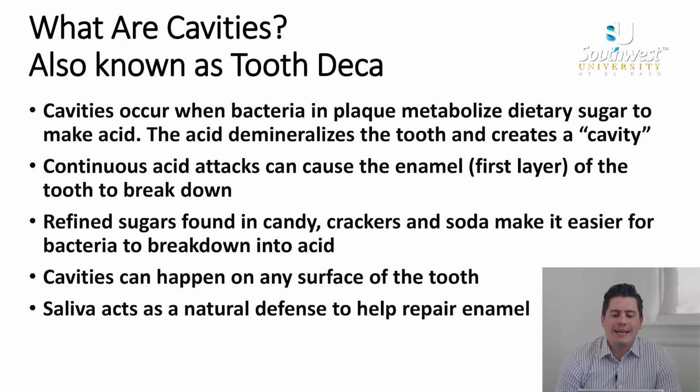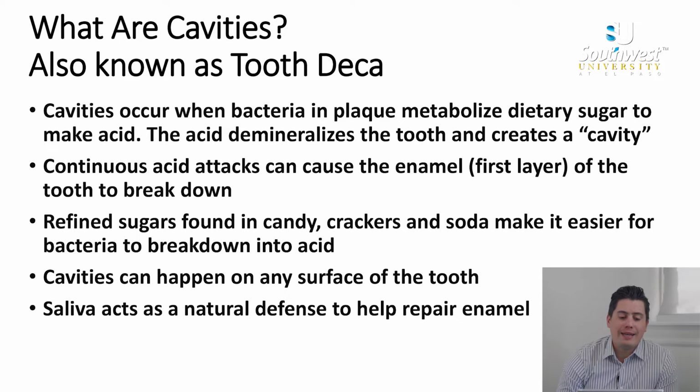Continuous acid attacks can cause the enamel, which is that layer that we discussed, of the tooth to break down. Refined sugars found in candy, crackers, and soda make it easier for bacteria to break down into that acid. And cavities can happen on any surface of the tooth, okay? When we talk about teeth, we have a facial, a lingual, an occlusal area, and an interproximal, which is in between the teeth. In all of these areas of the teeth, we can get those cavities, okay? That's why we'll talk a little bit about preventative measures for that.